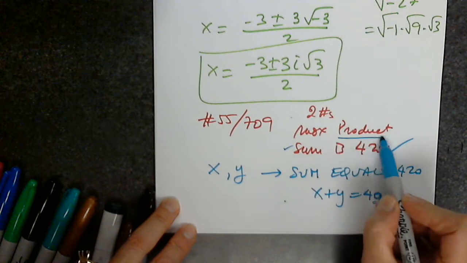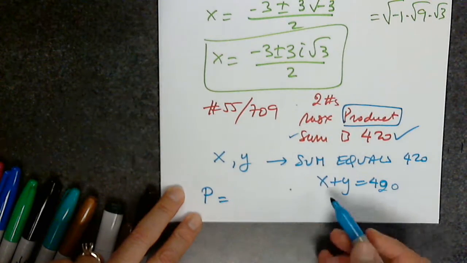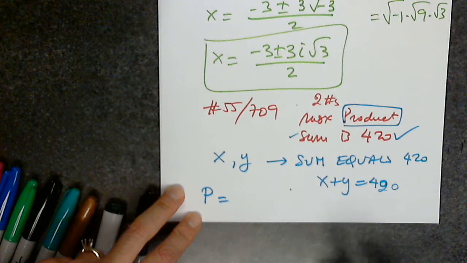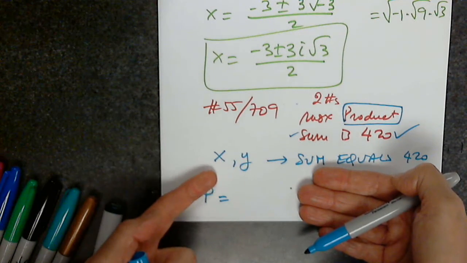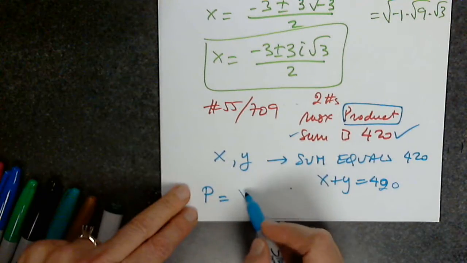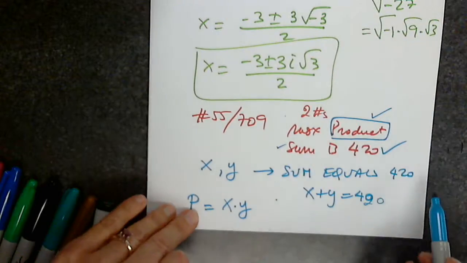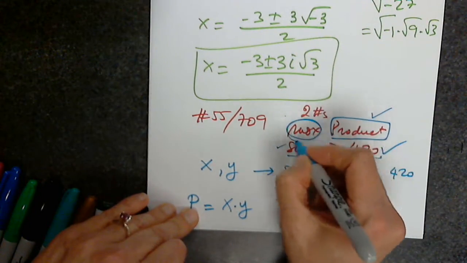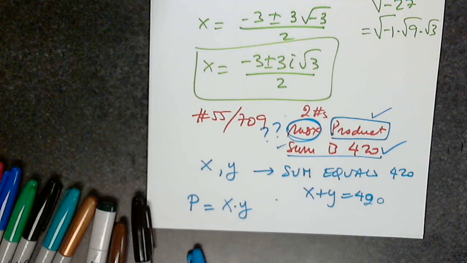Now I'm thinking of writing their product, right? So their product, I know the sum is 420, and their product is, how do I write the product of these numbers? Okay, so I took care of this somehow. I have the sum taken care of. Now that's my next step.